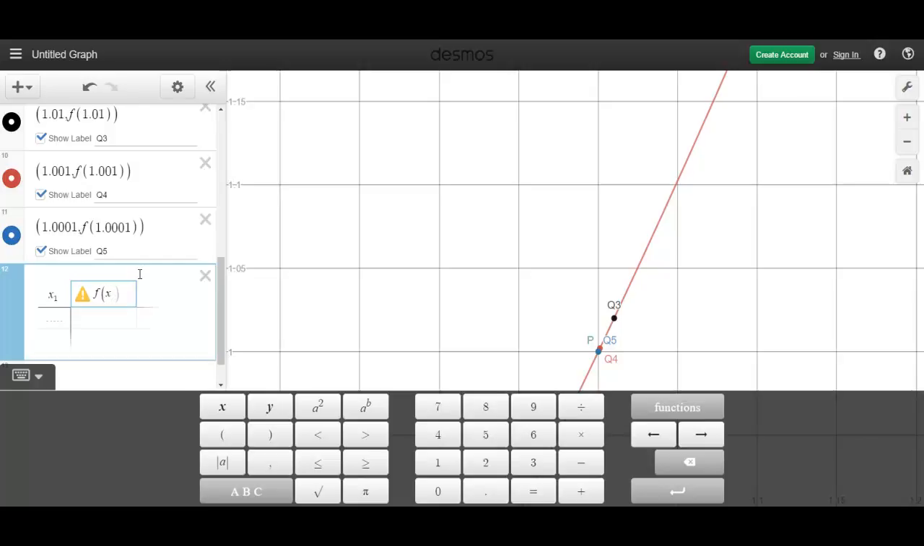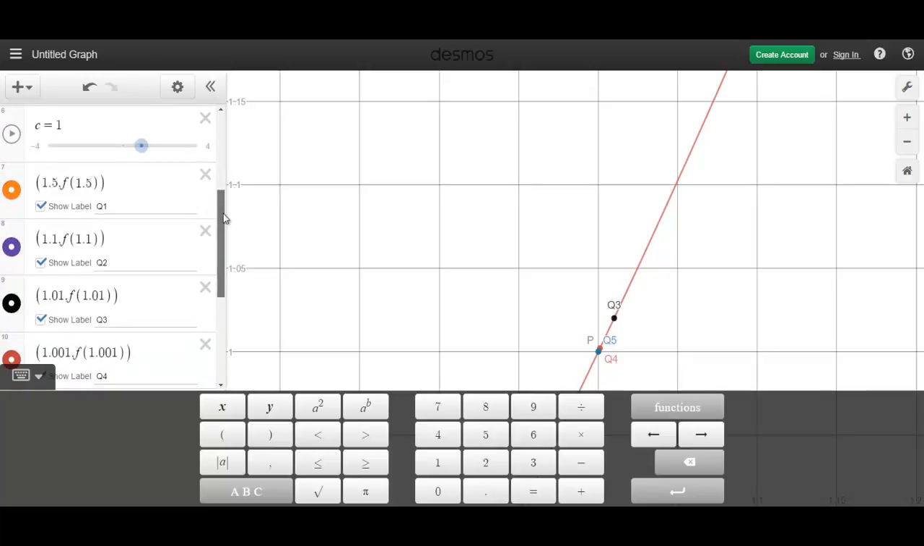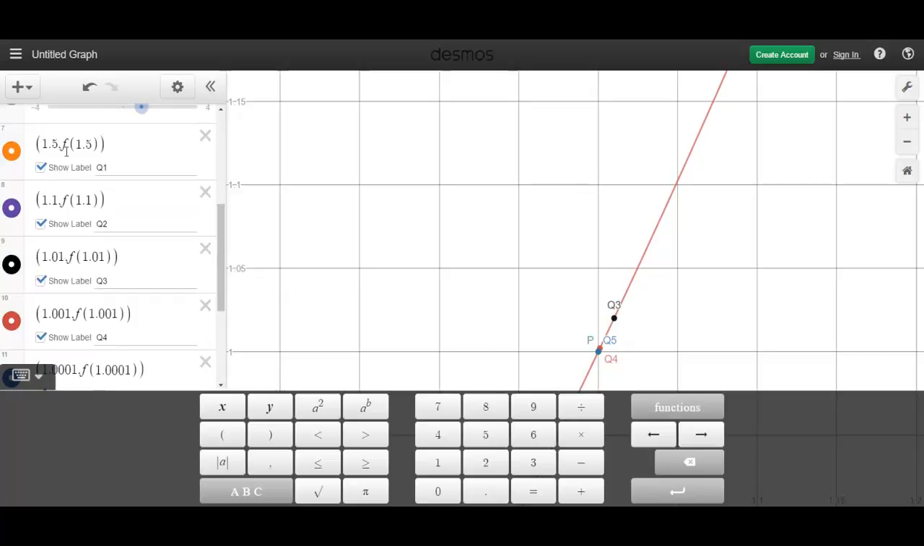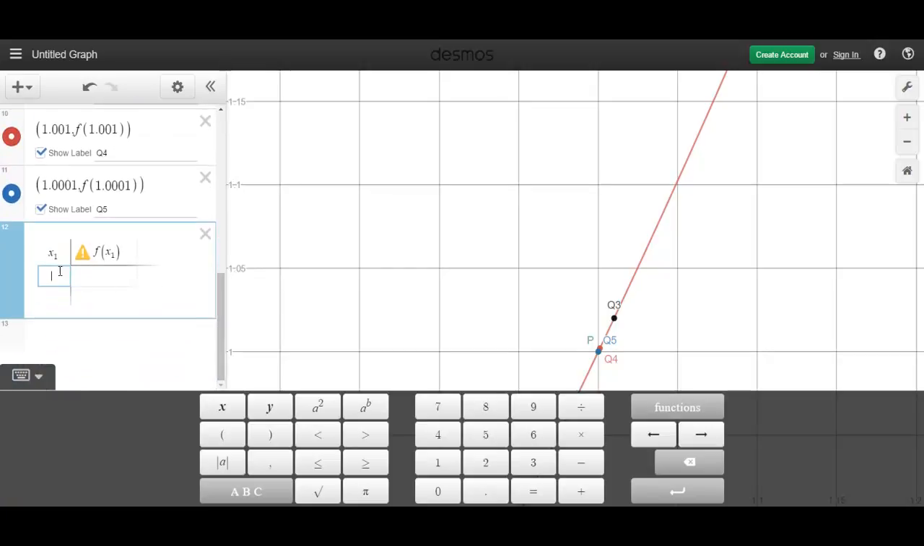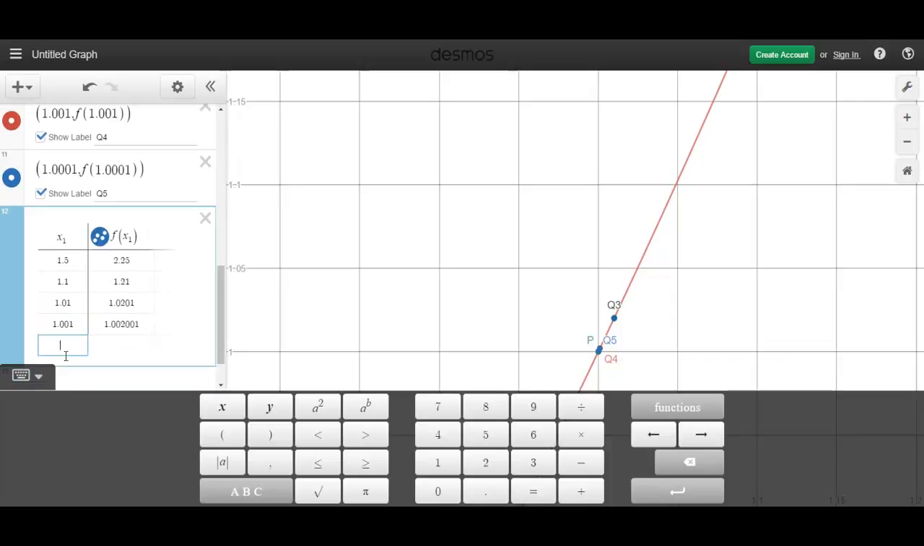x underscore 1. Now if I type in, let's see, what do I want to find? I want 1.5 as my first x value, then 1.1, 1.01, 1.001. This will calculate those values for us. So there's f of 1.5, 1.1, 1.01, 1.001, 1.0001.